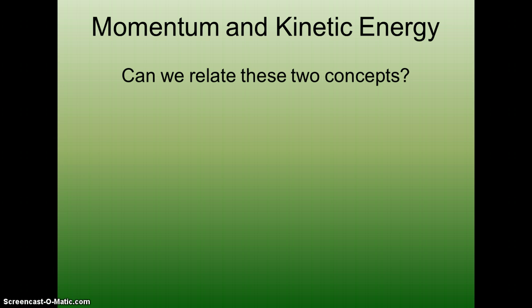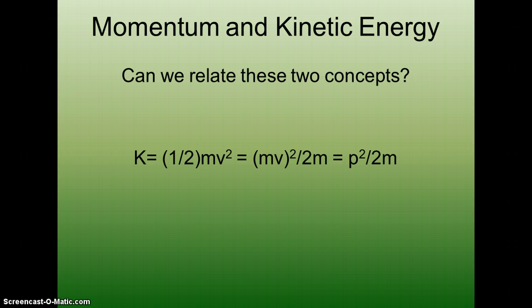Now we'll see here that momentum and kinetic energy, as the question prompts, we can relate these two concepts. Kinetic energy, which we know equals 1/2 mass times velocity squared, can soon be converted if you do a simple little trick. If you multiply the 1/2 mv squared by 1 in the form of mass over mass, you then get (mv) squared over 2m. Now since we know that momentum equals mv, we can substitute the p in and get p squared over 2m is equal to kinetic energy.